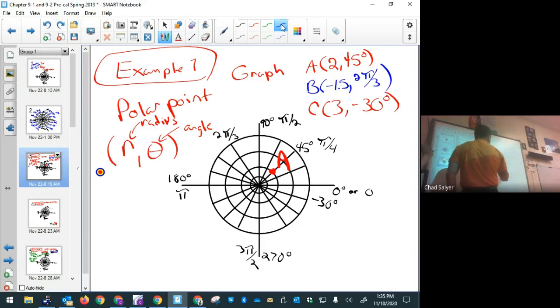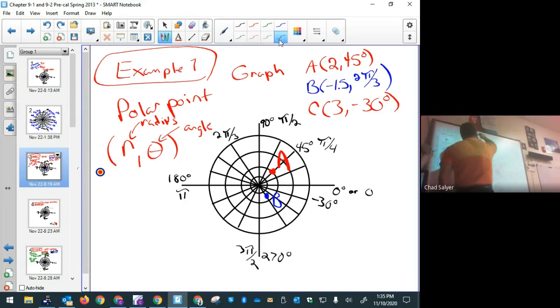So this is the line that represents 2π/3. This is a positive radius direction. This is a negative radius direction. So what I'm going to do is start at the center, and instead of going towards it, I'm going to go away from it 1.5 units. So instead of going towards 2π/3 as we did the first time, we go away from it 1.5 units. It's a negative radius for a polar point.